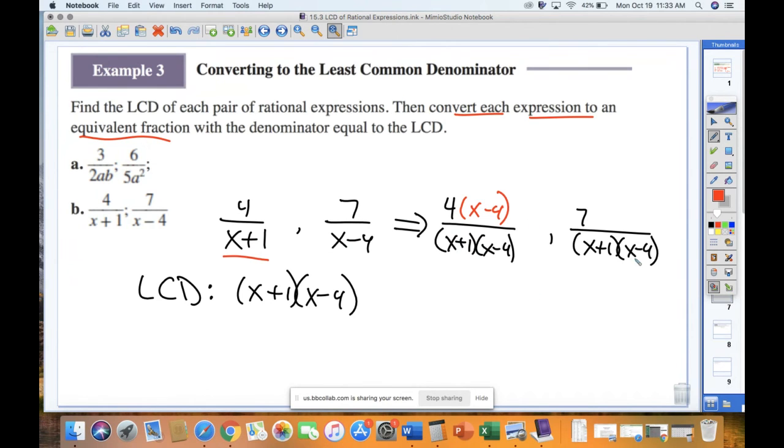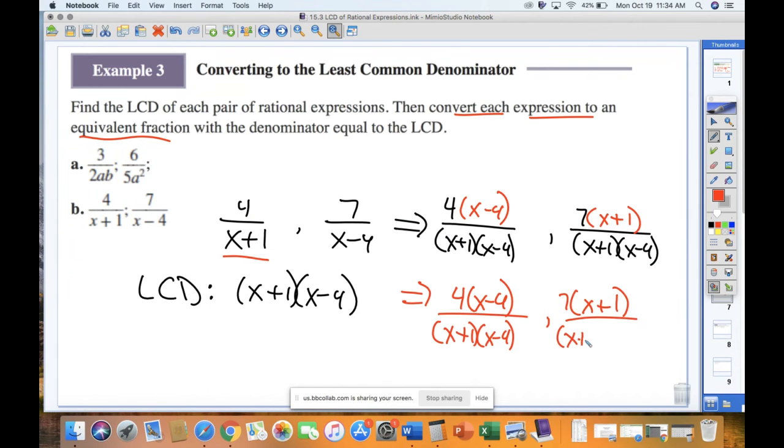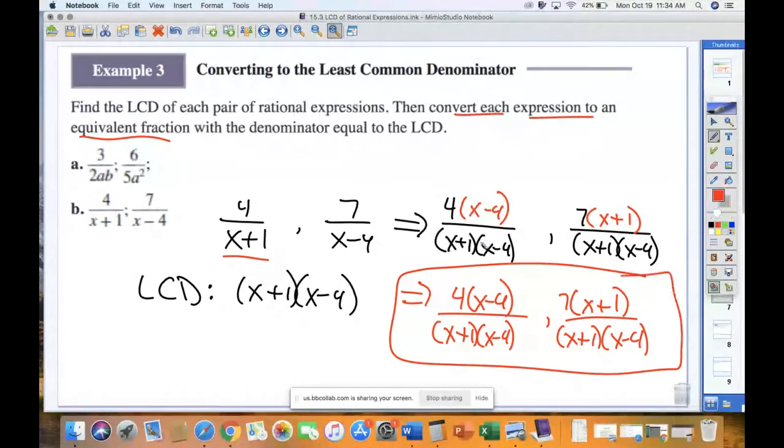Seven over x minus 4 has the x minus 4, but it's obviously missing the x plus 1. And so my final answer is going to be 4 parentheses x minus 4 over x plus 1 times x minus 4, and 7 times x plus 1 over x plus 1 times x minus 4. Those are going to be my equivalent fractions from the least common denominator, and then obviously I can now add or subtract as I want to.